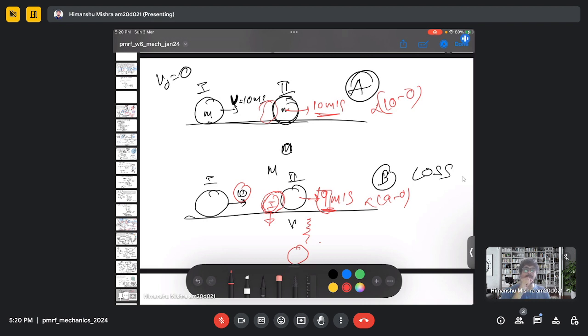Okay, let's do one thing. Let me go through your examples. Let me find if there is a violation in the conservation of energy but not in the momentum.